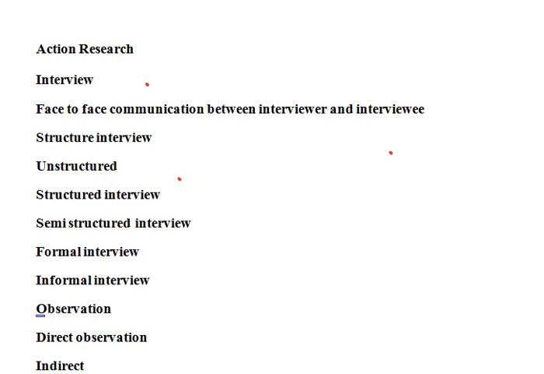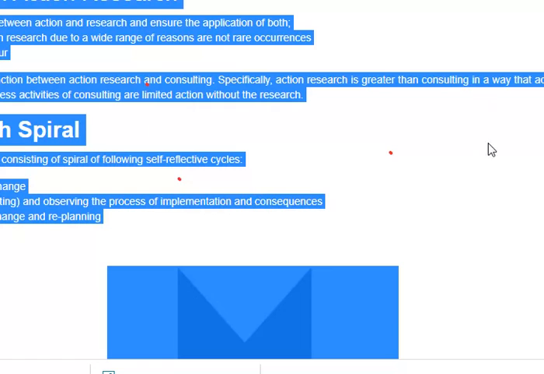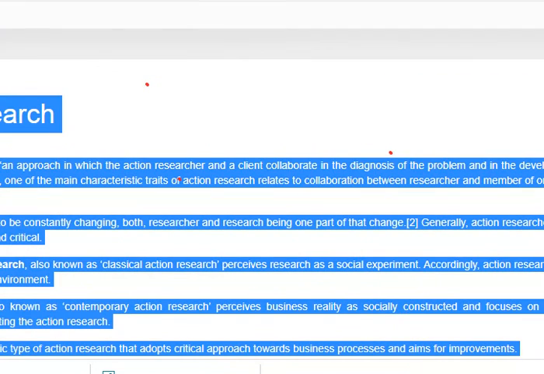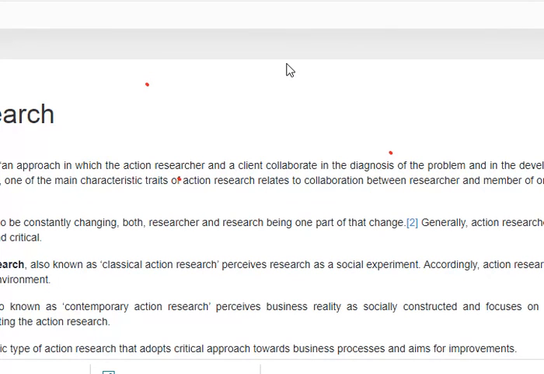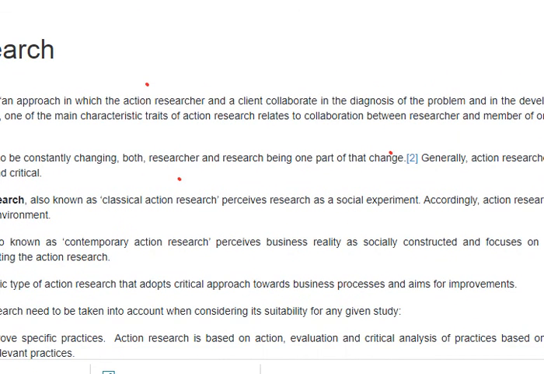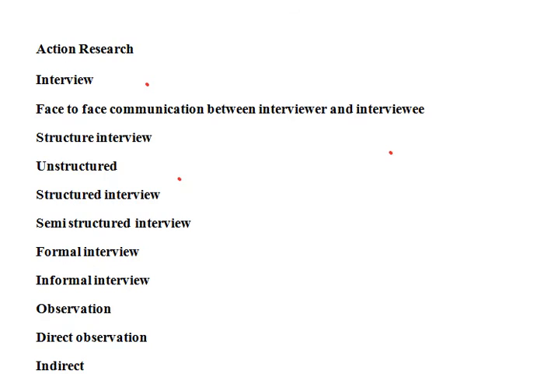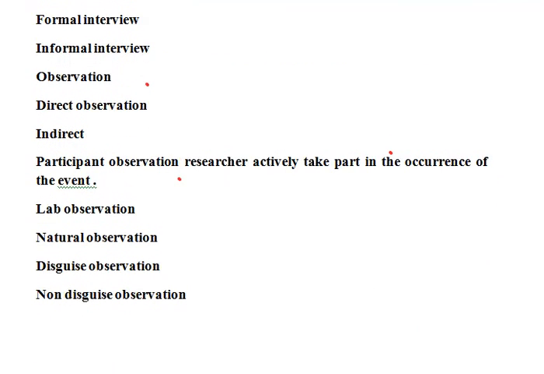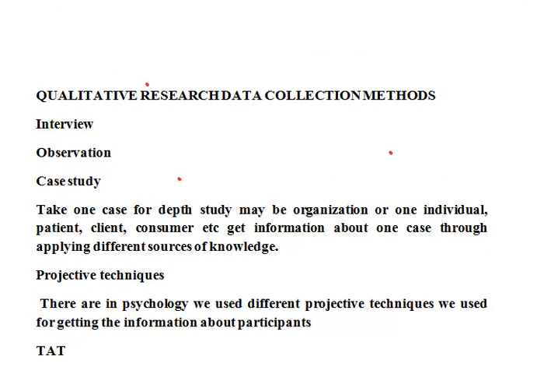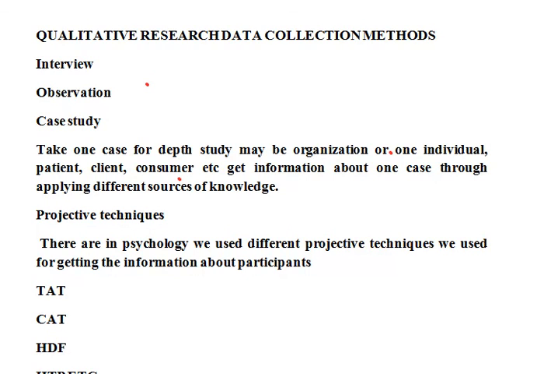Action research is another technique for getting information. We apply action research for solving the problems of an organization and for solving the problems of the community as well. This is one of the best techniques we use in qualitative research for getting information. I hope you learned in depth about the qualitative research data collection methods which we use for getting data in qualitative research.